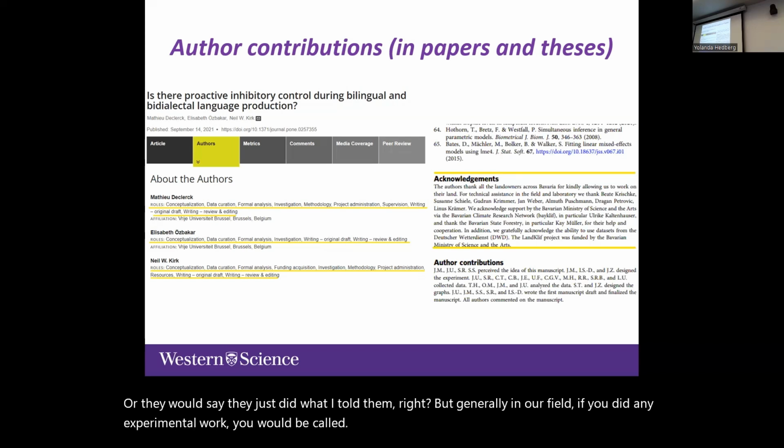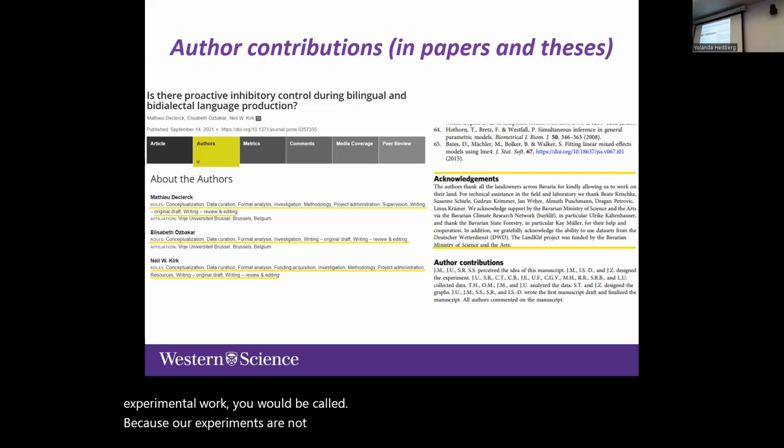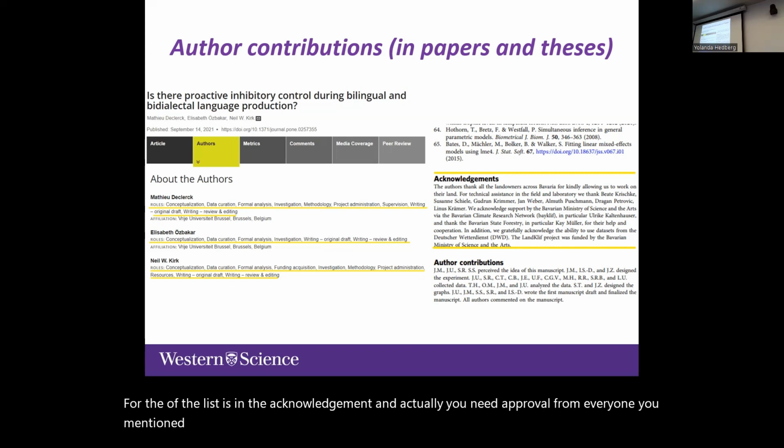Because our experiments are not easy. But in, for example, other disciplines, data collection would not be counted as scientific contribution. So it's interesting. So whoever did not qualify for the author list is in the acknowledgement. And actually, you need approval from everyone you mention in the acknowledgement, just like your co-authors. You cannot publish acknowledgements without having emailed them.